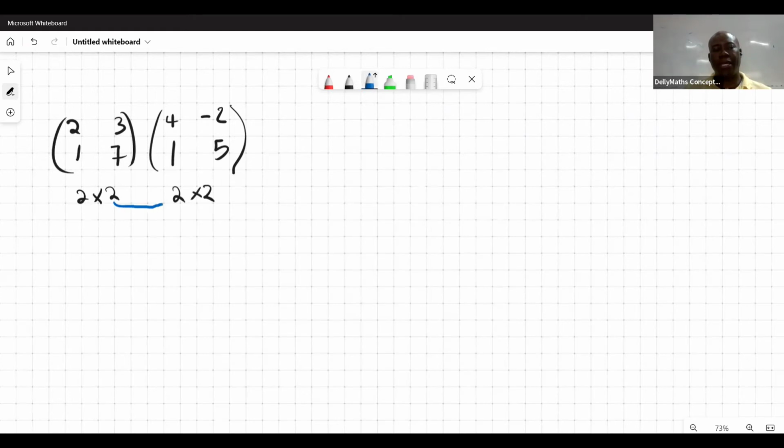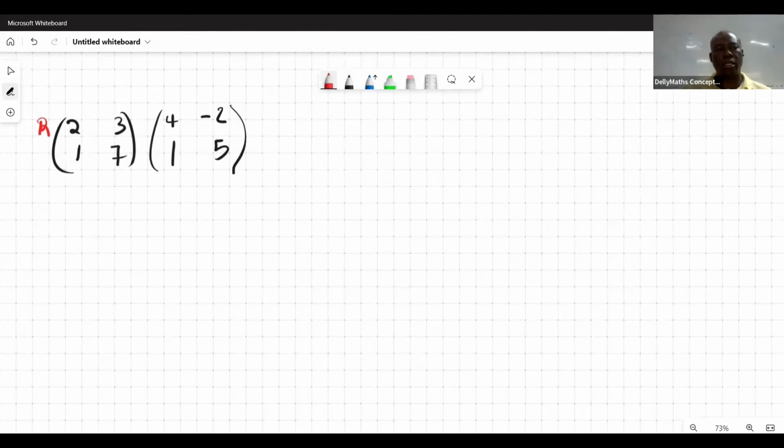The compatibility test says yes, since the inner numbers are the same, it will work. The resulting matrix, however, will be a 2 by 2 as well. So we have just sorted out that. Let's go about looking at how we multiply.